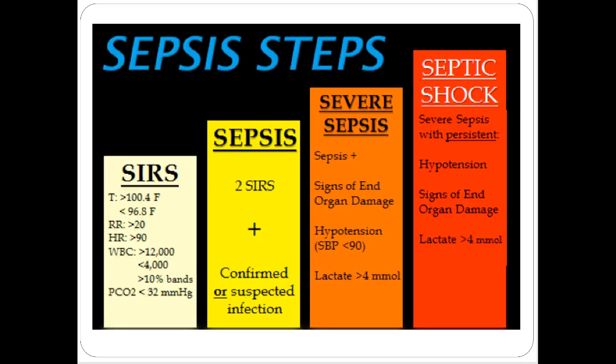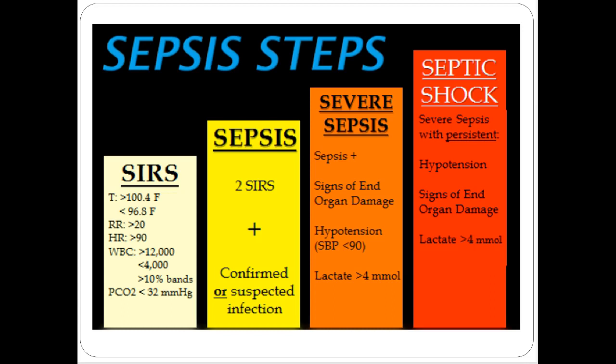So systemic inflammatory response syndrome is SIRS. So sepsis means you have SIRS criteria, at least 2 of them, plus a confirmed or suspected infection. Severe sepsis is just where you have end organ damage. And then septic shock usually means you have hypotension that you aren't able to correct with fluid boluses and even vasopressor therapy. We'll talk about vasopressors in a few weeks, but that's just for your information.